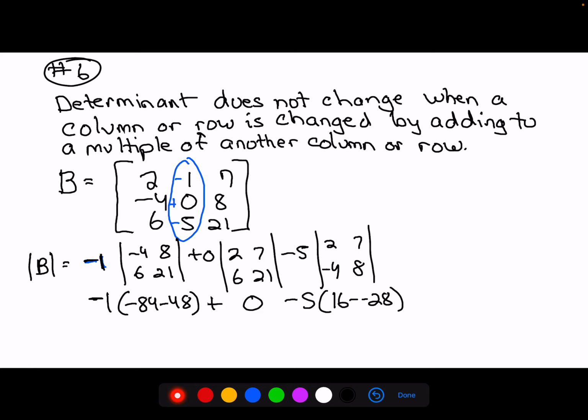Okay, so negative 84 minus 48, 12. That's negative 132. So I'm going to get 132, and that's 0. 14, 44. So what, negative 220? So I end up with negative 88.